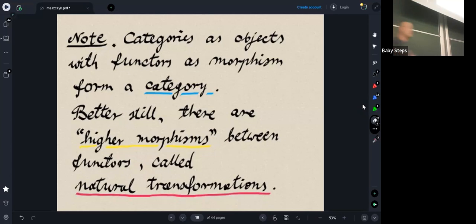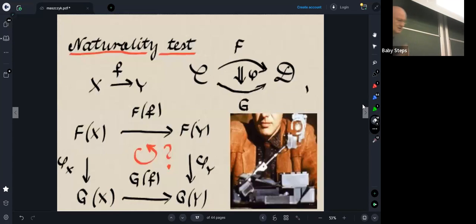But there is one step further, because these functors also can be related by some higher morphisms, which are called natural transformations. So the word naturality appears first in this context. So what is the naturality test?